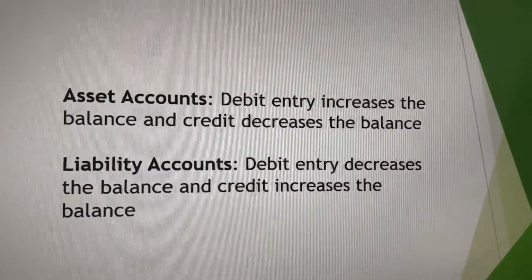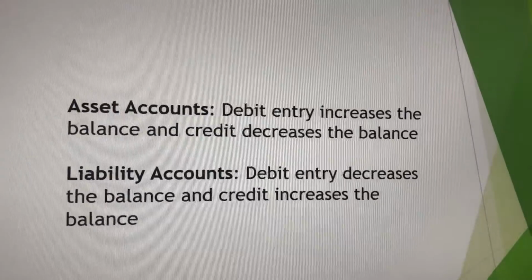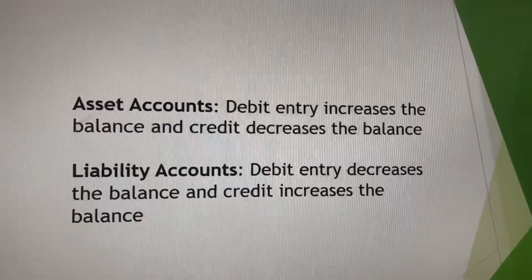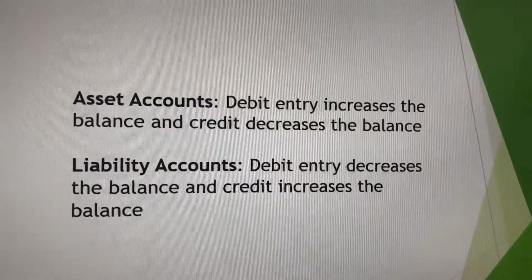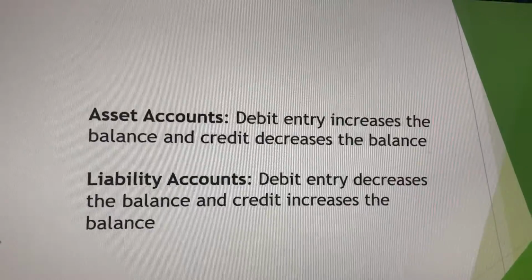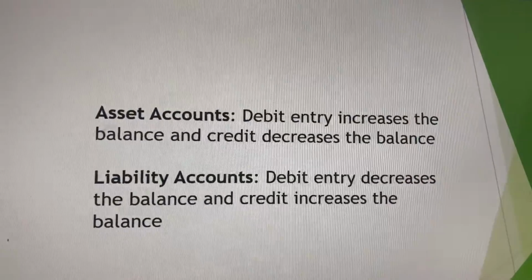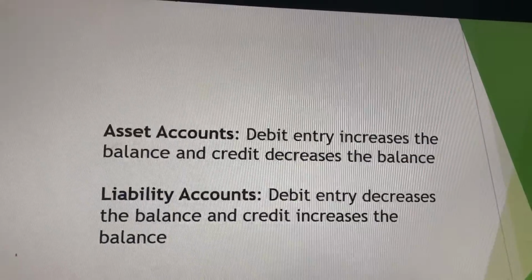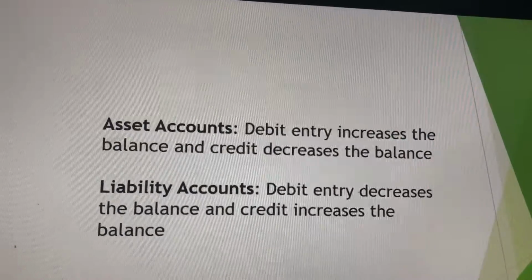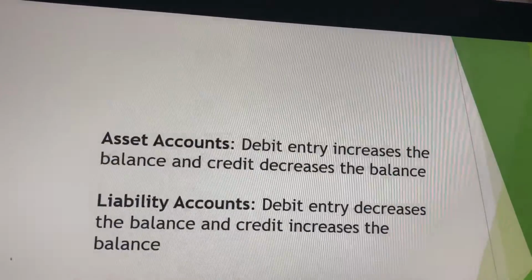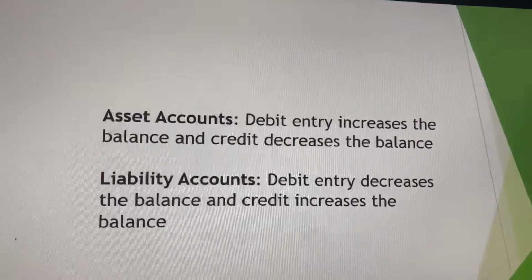So the asset account, always know the asset account is a debit entry because it's going to increase the balance in that asset account, while the credit side of that column will surely decrease. Then the liability account will decrease with a debit because it's a liability, while if you increase it, it will surely be a credit entry.